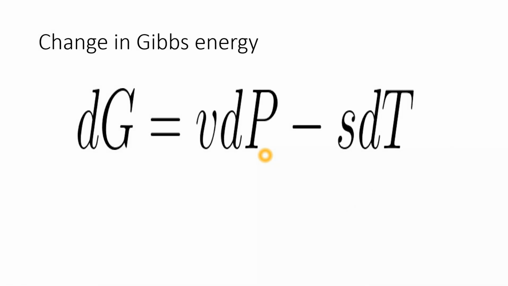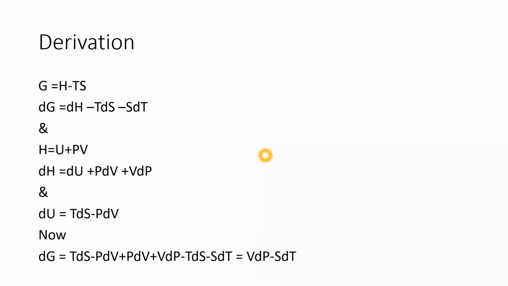The change in Gibbs free energy is given as dG = VdP - SdT. So where is this equation coming from? Here is the derivation of this equation. We know that G = H - TS. From the given equation, dG = dH - TdS - SdT.